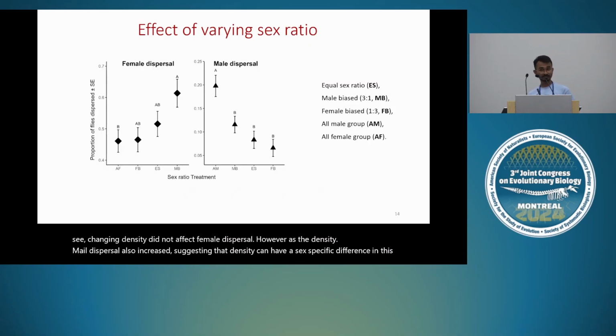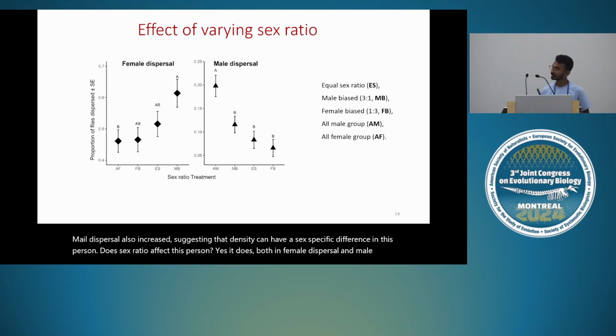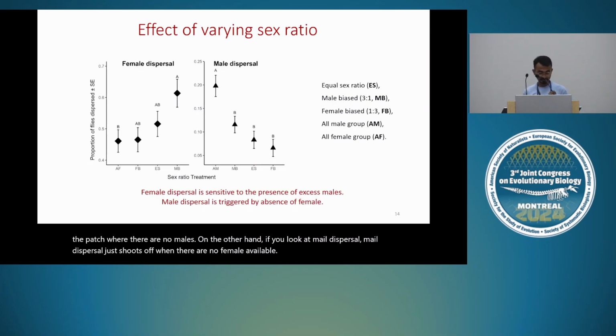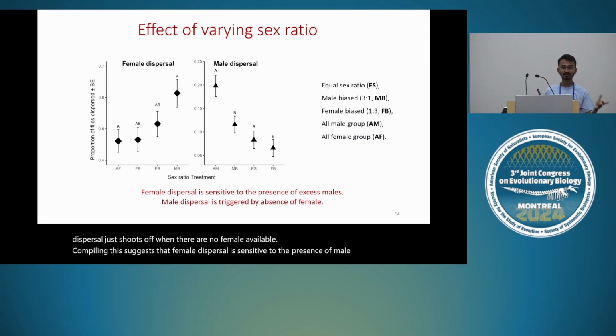Does sex ratio affect dispersal? Yes, it does, both in female dispersal and male dispersal. As you see, females disperse significantly from a male biased patch compared to the patch where there are no males. On the other hand, if you look at male dispersal, it just shoots up when there are no females available. Compiling this suggests that female dispersal is sensitive to the presence of males and male dispersal is triggered by the absence of females.